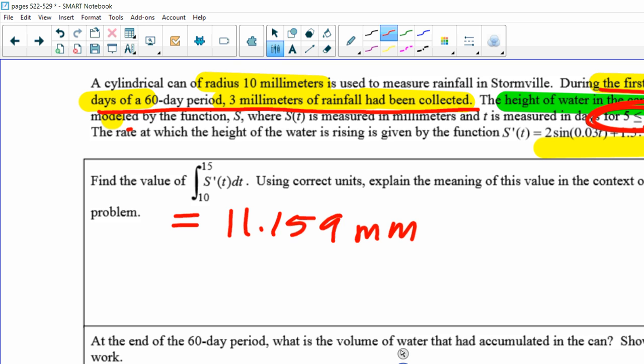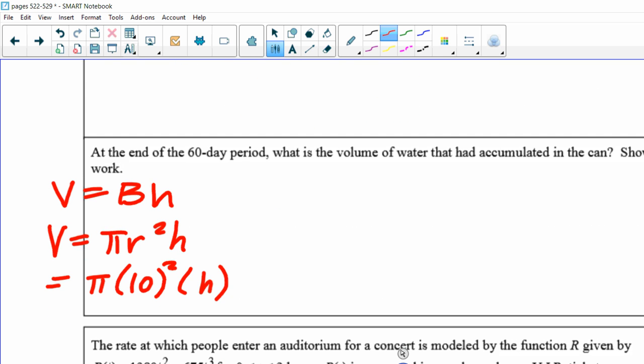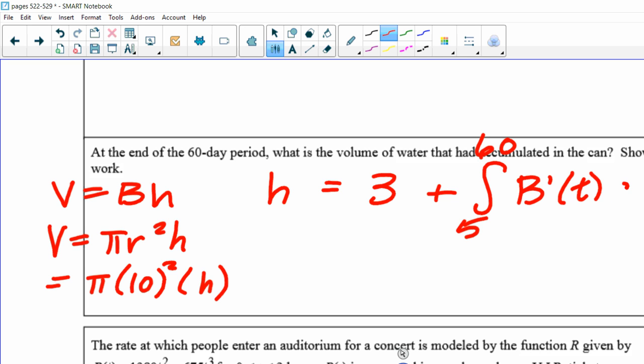So, Lily said, my height is going to be the 3 from the first 5 days plus the integral from 5 to 60 of S prime of t dt. Now run that and see what you get. Don't forget to add that 3.